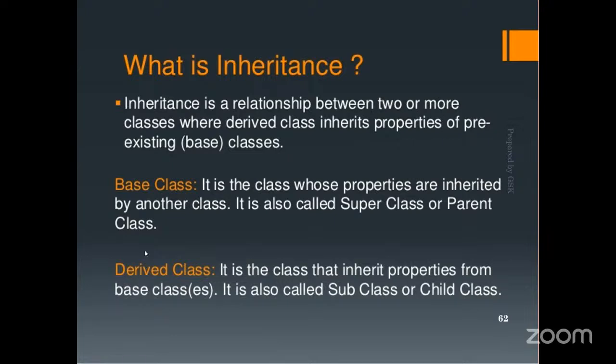Let me repeat what is inheritance. Inheritance is a process of creating a new class from the existing class. The existing class is called base class or superclass or parent class. Next, the newly created class is called derived class or child class or subclass. Okay, so this is about inheritance.